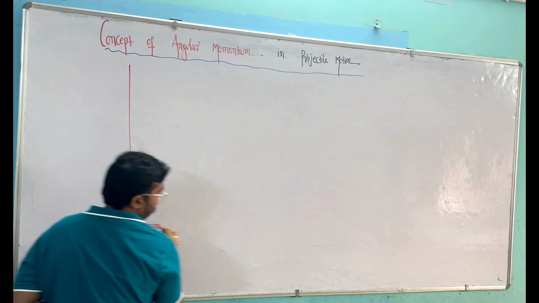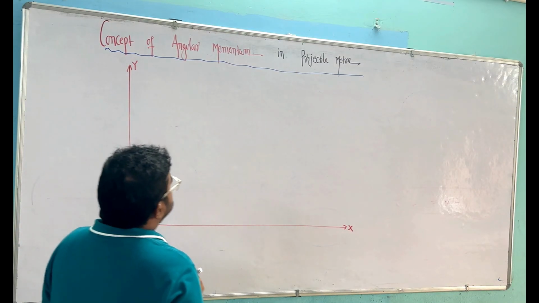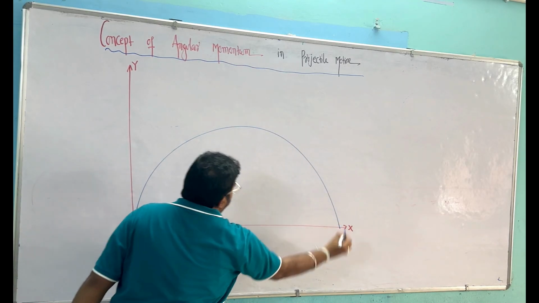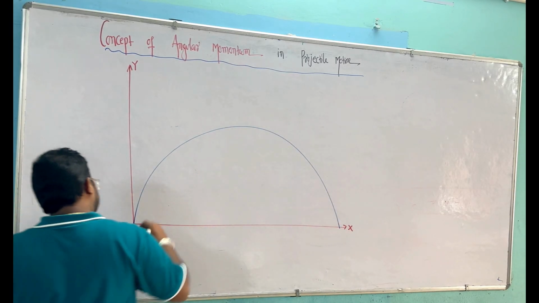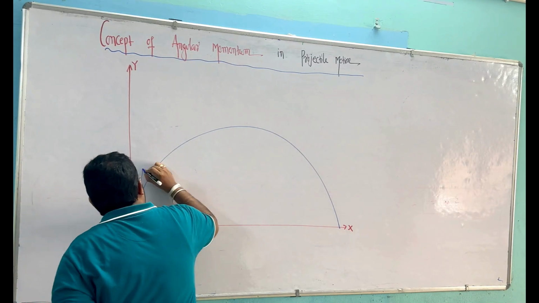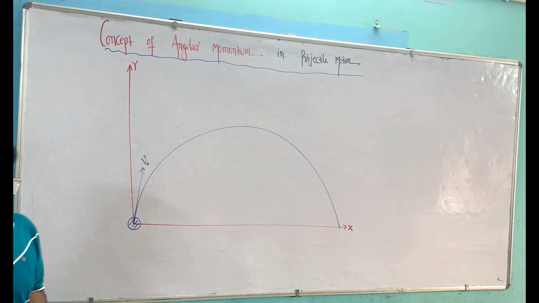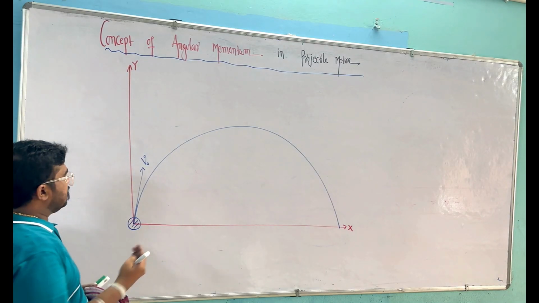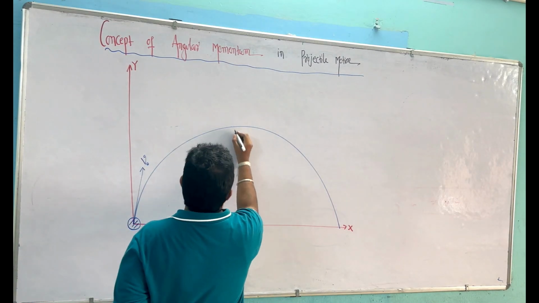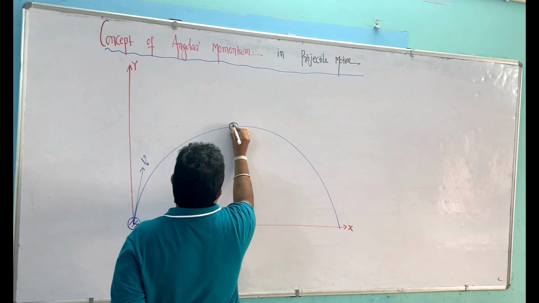X, Y. This is Y. Focus. Now it is the projectile motion. A particle is projected with a velocity V0. Based on the previous year questions, in most of the questions they gave the initial velocity as V0. Understood? So here, this is the maximum point.